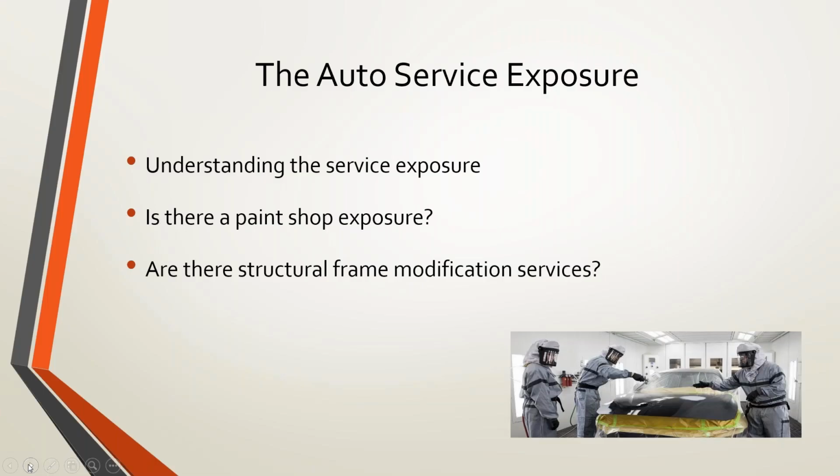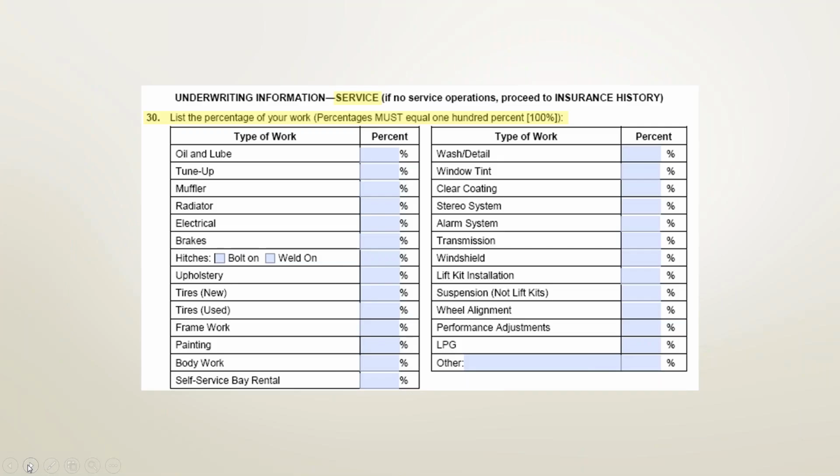All right, now it's time to go through the repair section of the application. What types of repair work is being performed? Are they a paint shop? And are they offering any frame modification services? That's a heavy exposure there. The next slide right here shows a chart that needs to be completed and equal 100%, and breaks down all the different types of repair work that can be done.